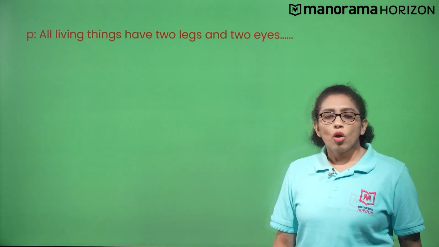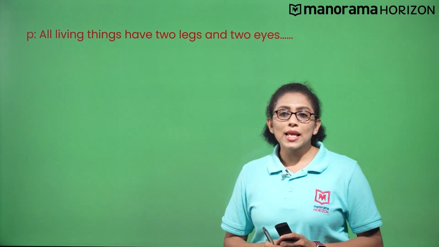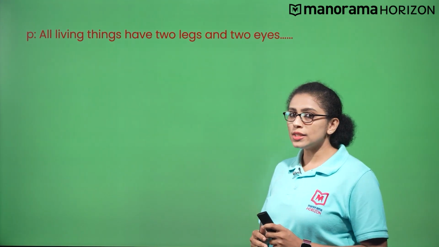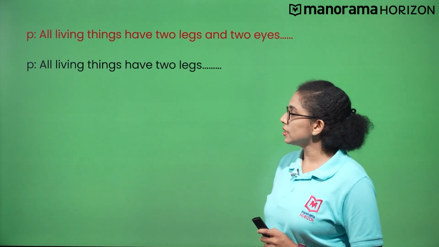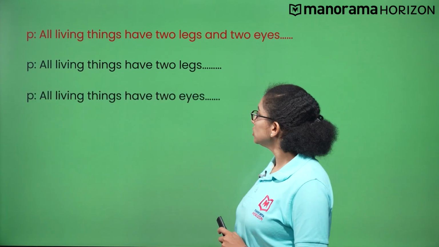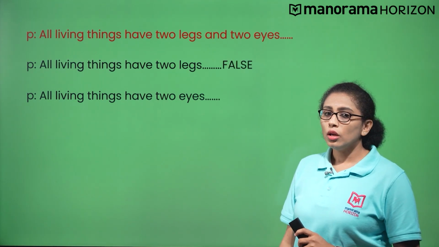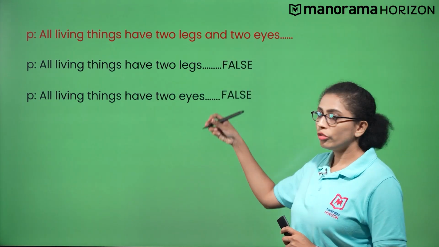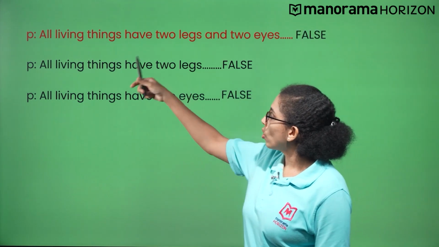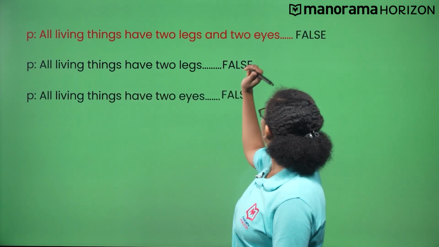Next statement: all living things have 2 legs and 2 eyes. The component statements are: all living things have 2 legs, and the other one is: all living things have 2 eyes. So here both the statements are false. Hence the compound statement is also false.